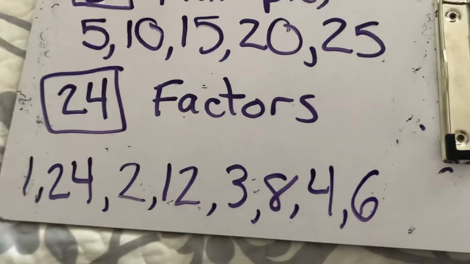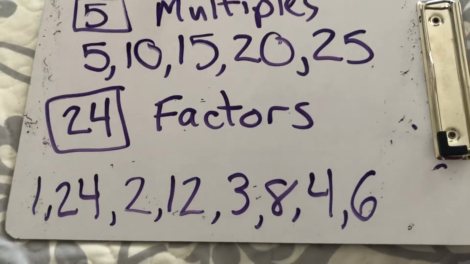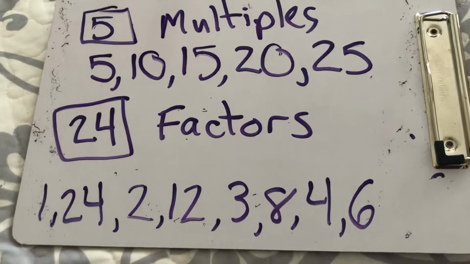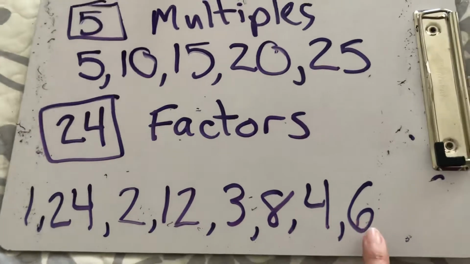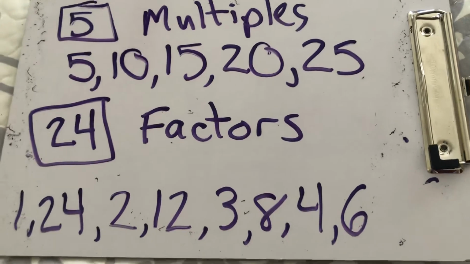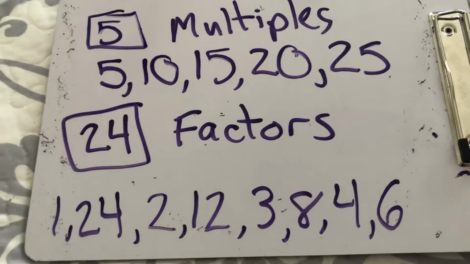Then I move to 5. 5 times what equals 24? 5 times nothing equals 24. So then I skip to the next number, which is 6. But I already have 6 written down because I did 4 times 6. I don't have to do 6 times 4, which means I'm done. I have now found all the factors of 24.